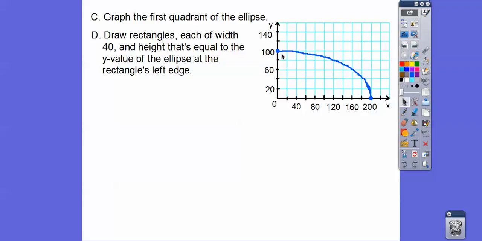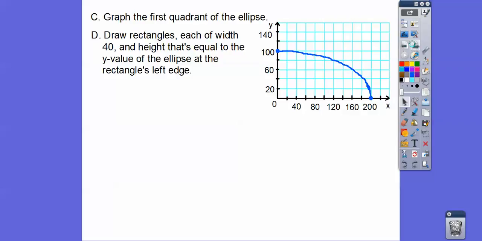So here we go. We're going to draw a rectangle with width 40. So I'm going to go ahead and draw it down here. Okay, so a rectangle of width 40. And then I'm going to draw another rectangle of width 40. Now it says the heights of these rectangles have to equal the y value of the ellipse at the rectangle's left edge.